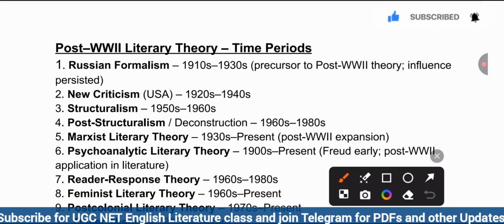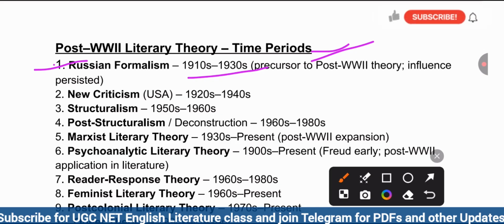After that, let me show you how you can memorize all the literary theories with their time periods; you must remember everything. So, post-World War literary theory time periods: Russian formalism, 1910s to 1930s. You can cross-check the year. It was the precursor to post-World War II theory. Influence persisted. Then second, New Criticism. It started in the USA, and the years were 1920s to 1940s. Structuralism, 1950s to 1960s.